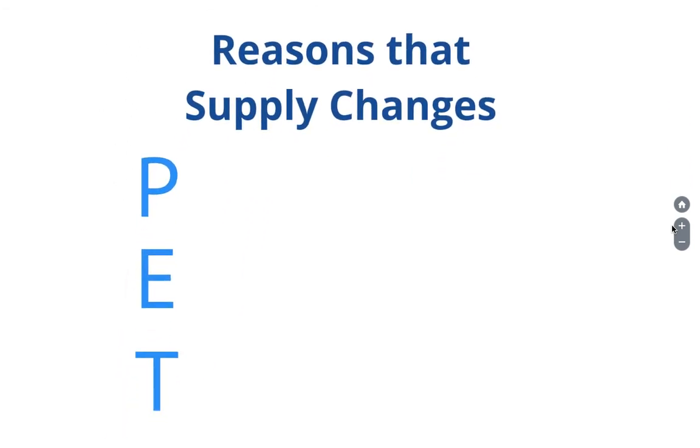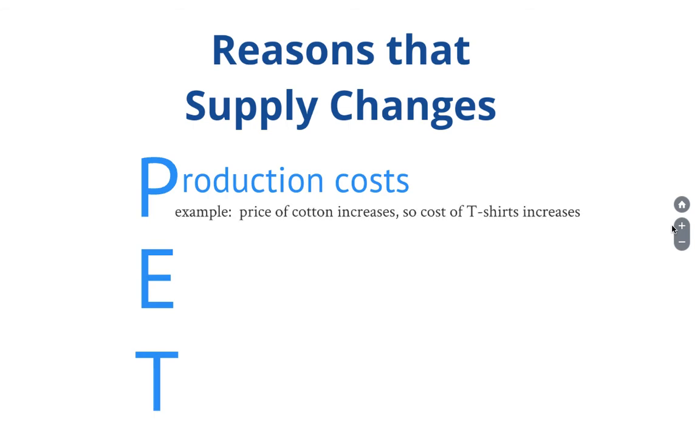Alright, so reasons that supply changes. Production cost. So if the price of cotton goes up, the price of the t-shirt is going to go up. I don't know if anybody noticed, but currently it's hard to get meat because of the COVID-19, and so now because it's hard to get meat, the price of meat is going to go up.